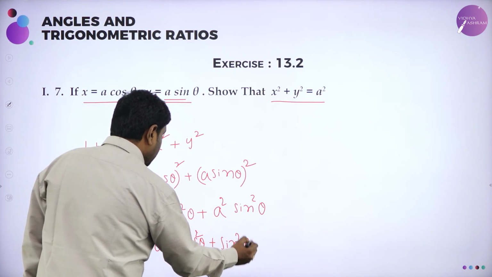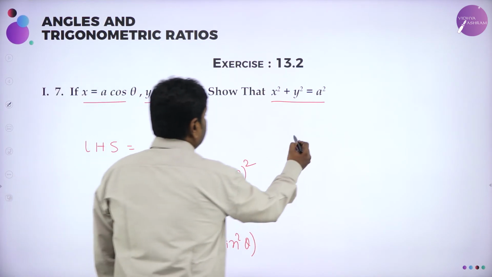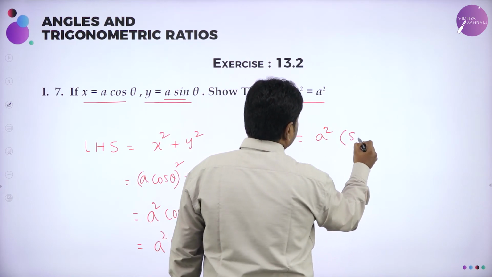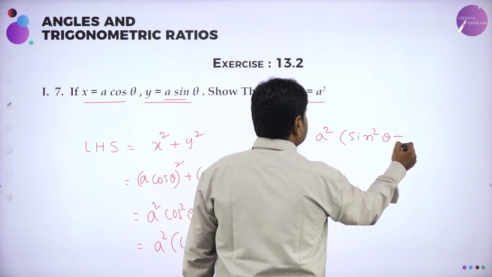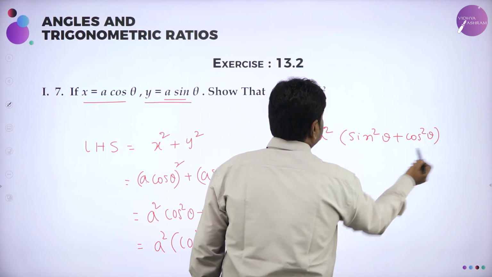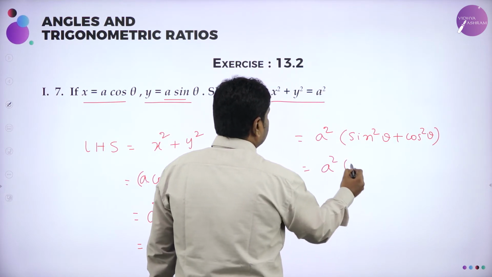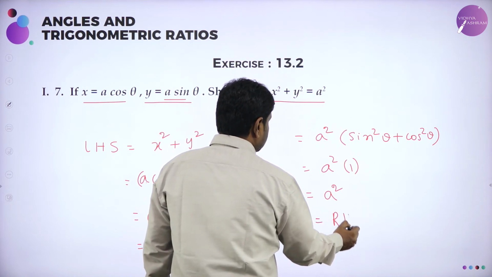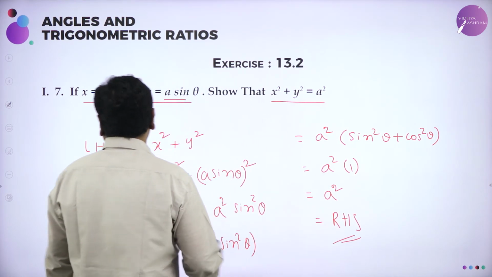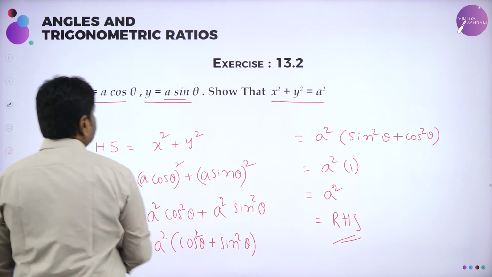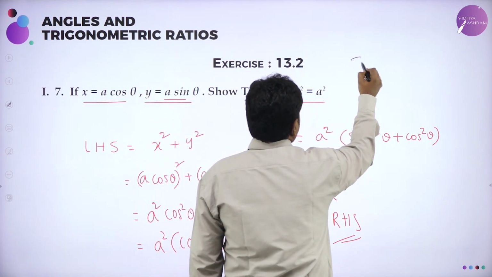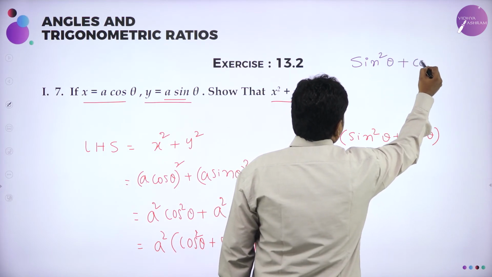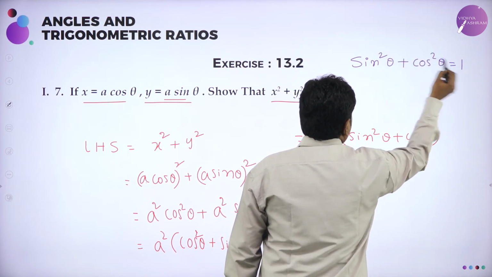All of you know the trigonometric identity. You'll have a square into cos square theta plus sin square theta, or sin square theta plus cos square theta, one and the same, like a plus b is the same as b plus a. It is 1. So this will give you a square into 1, which is a square. This is RHS. So dear students, here we used one of the identities, very important. Sin square theta plus cos square theta in maths is 1.